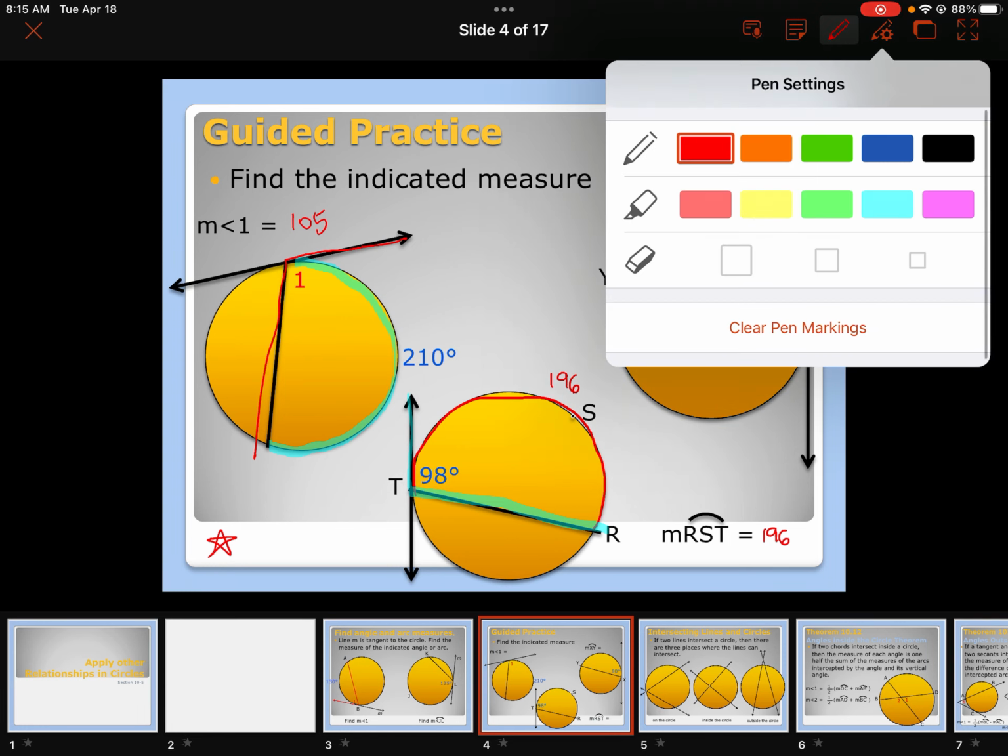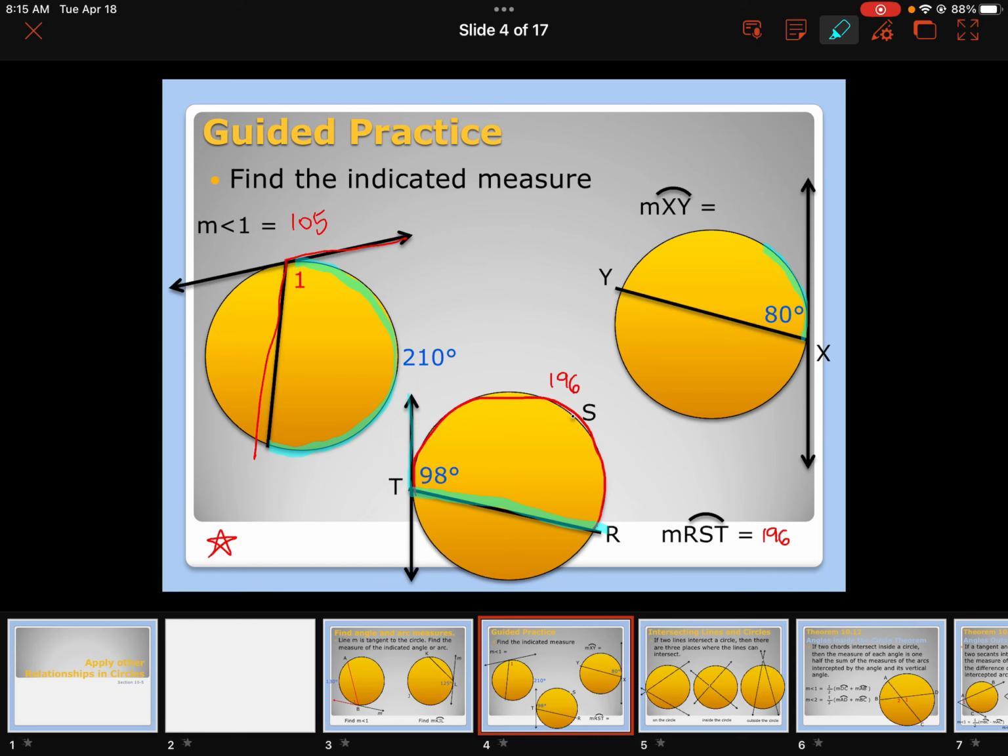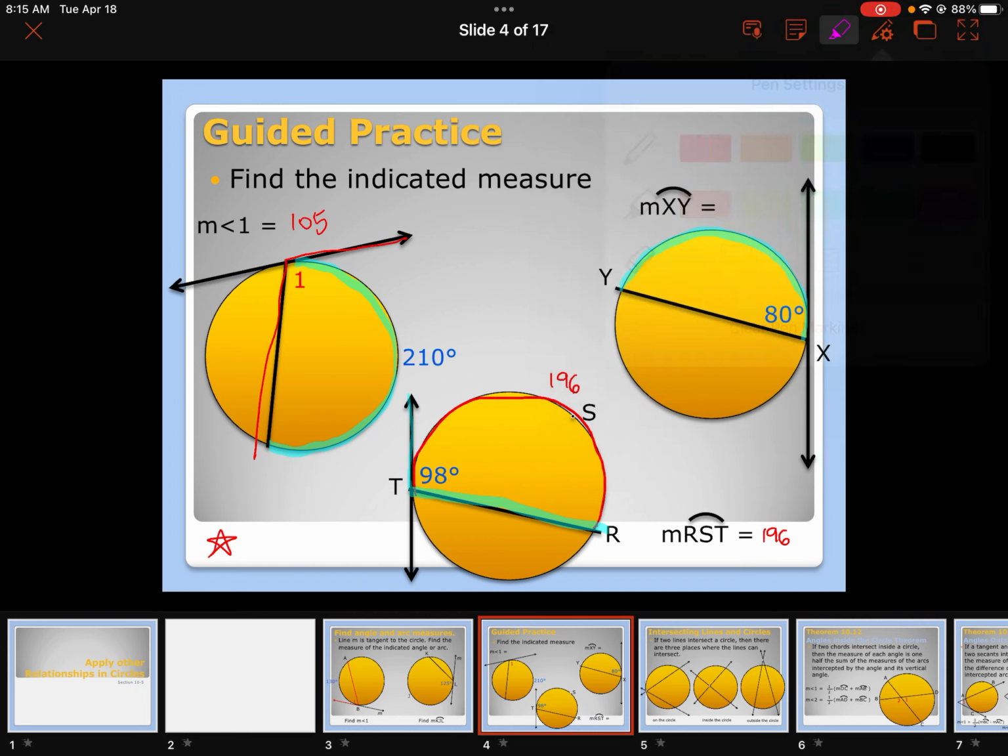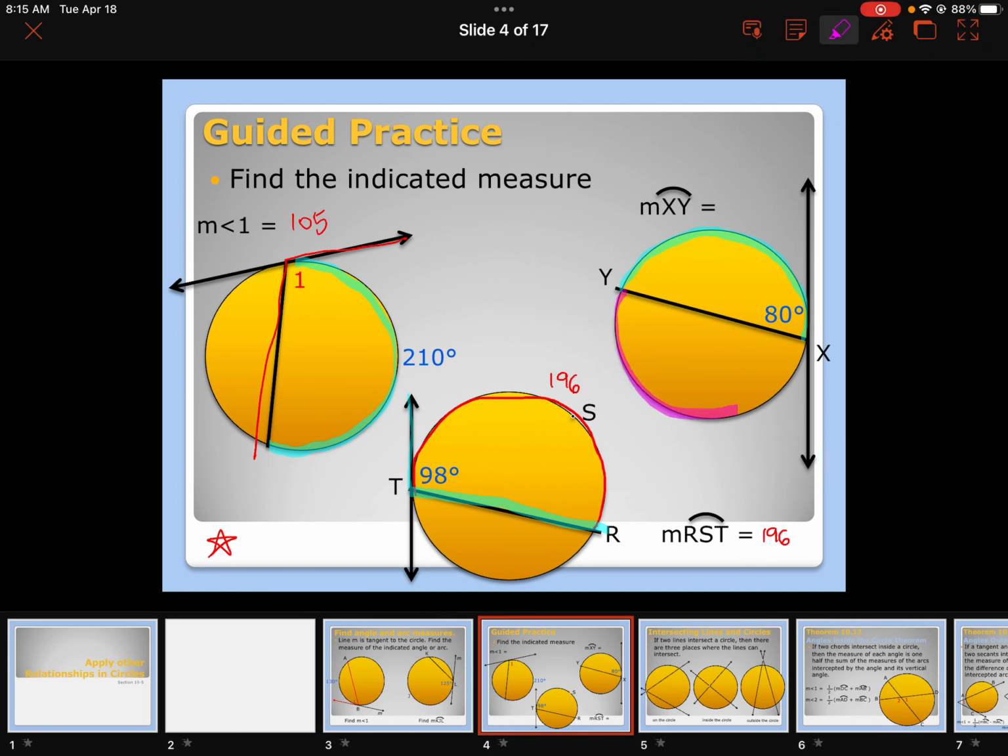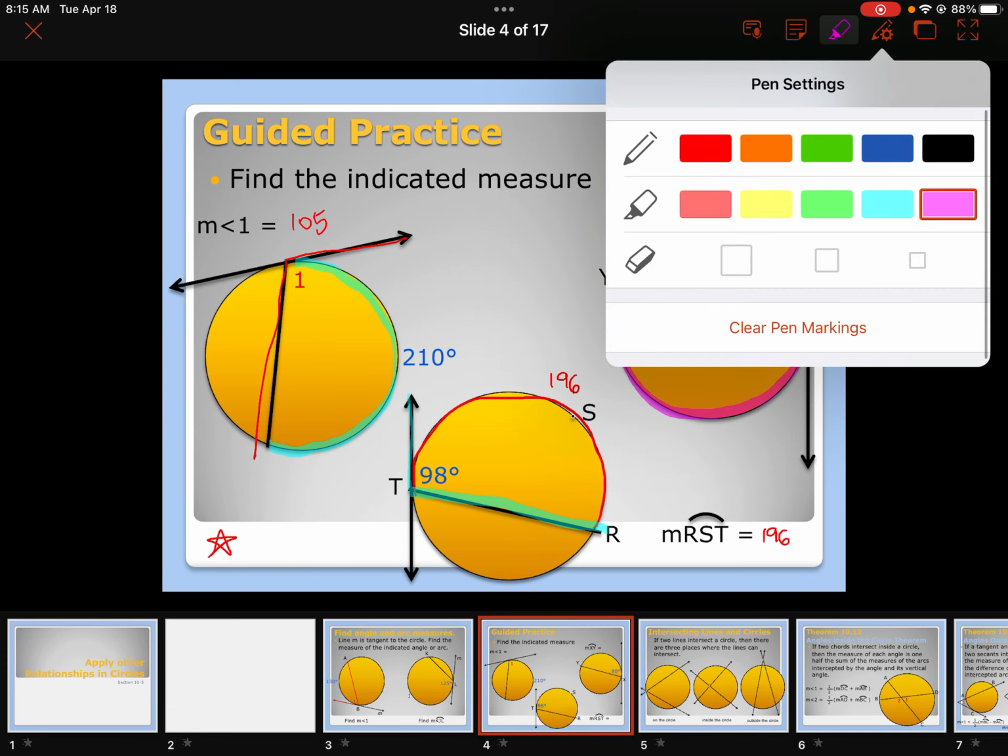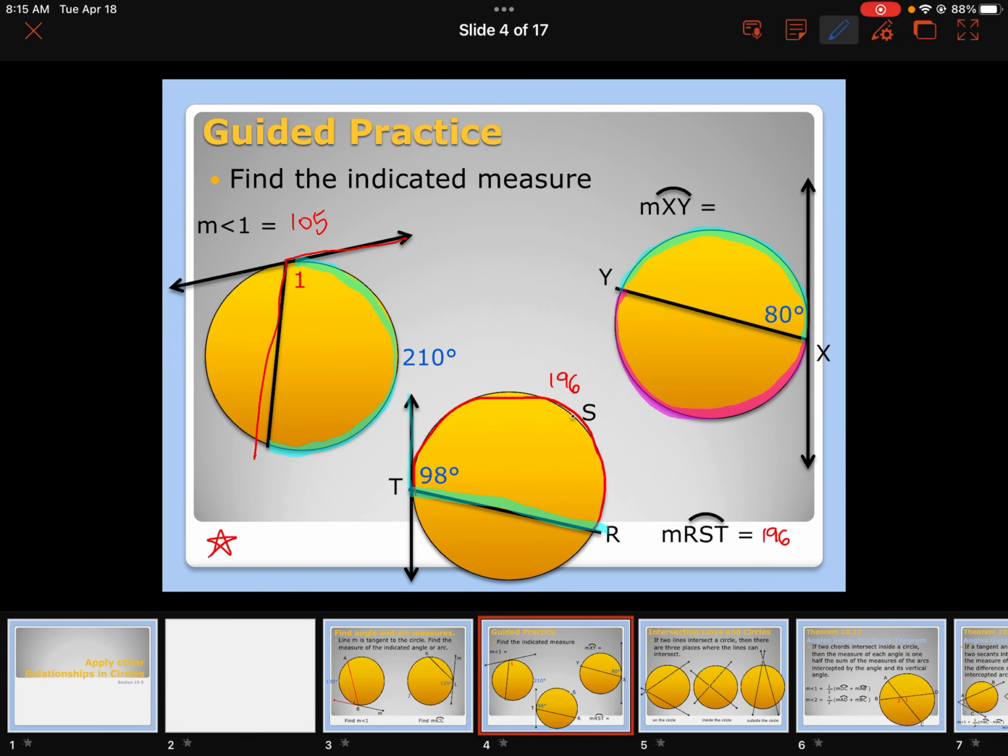Last one, we want to find the measure of arc XY. Notice how that's 2 letters. So arc XY could be that bluish arc, or could it be this magenta arc? Well, let's pretend it's the blue one for a second that we want to find. The blue inscribed angle is 80 degrees. Wouldn't that make the blue arc 160? So that means the magenta arc has to be 200, because 160 and 200 make 360.